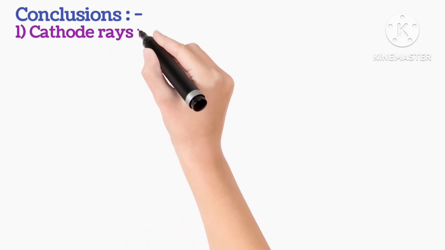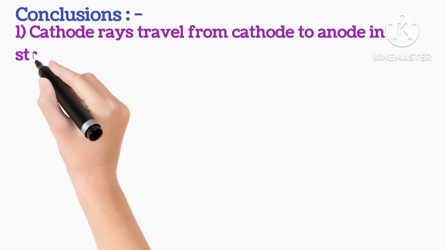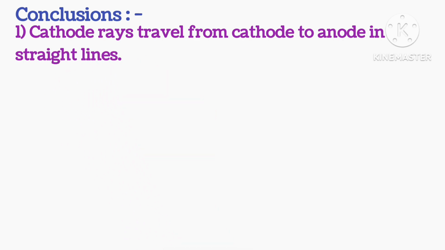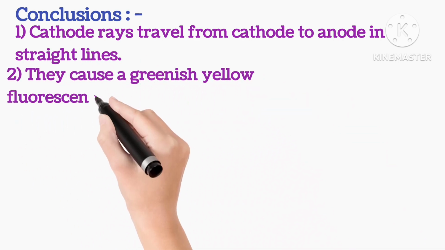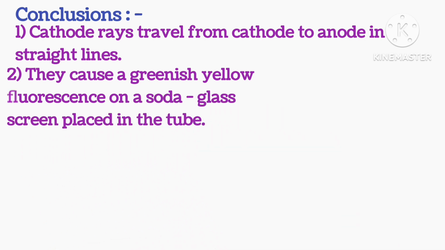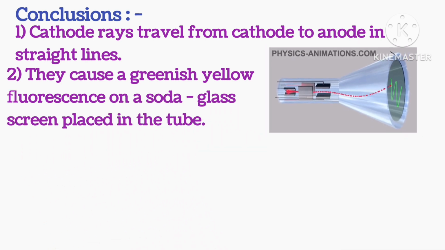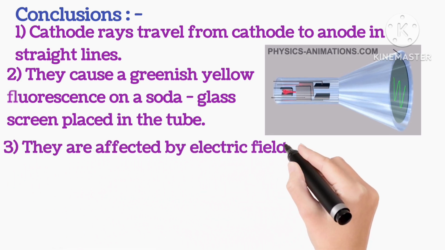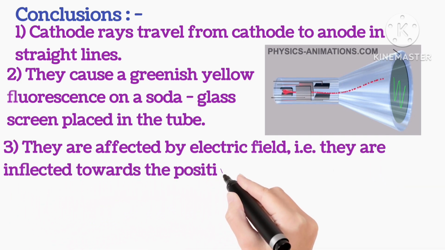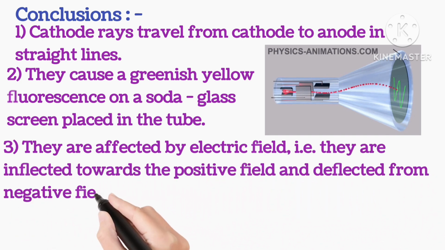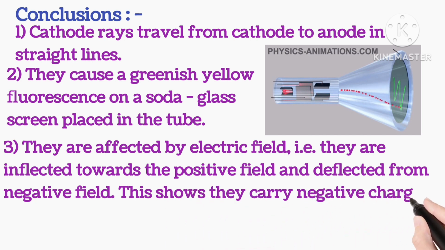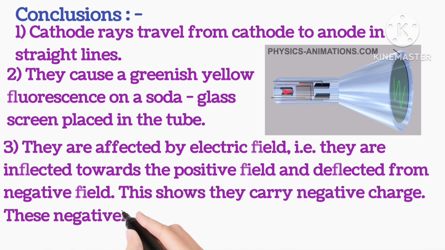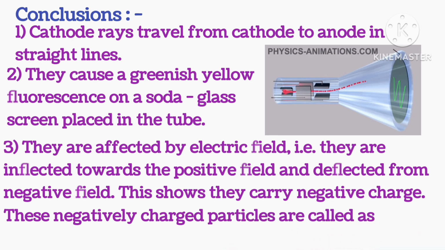Conclusions of this model. Cathode rays travel from cathode to anode in straight lines. They cause a greenish-yellow fluorescence on the soda glass screen placed in a tube. You can see in the picture. They are affected by electric field, that is, they are deflected towards positive field and deflected away from negative field. This shows they carry negative charge. These negatively charged particles are called electrons.